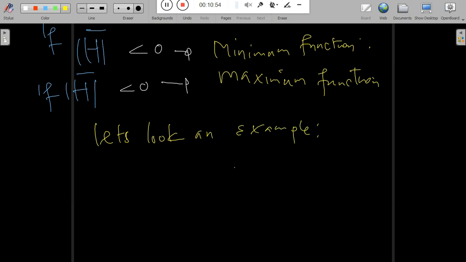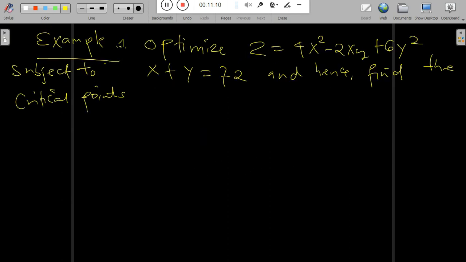Now it will be better if we go through an example. Let's look at the following example for a better understanding of the concept of the bordered Hessian matrix. Now you are asked to optimize the given function z = 4x² − 2xy + 6y², subject to the given constraint, that is x + y = 72.